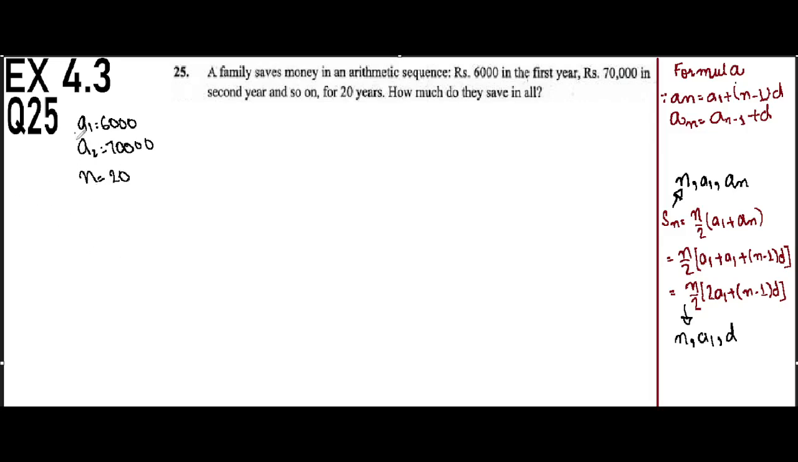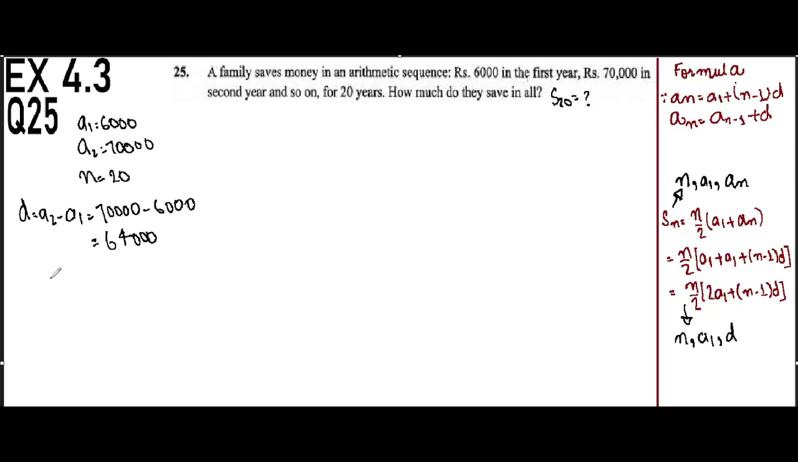Okay, let's find the difference. d is equal to A2 minus A1. It is equal to 70,000 minus 6,000. It is equal to 70 minus 6, which is equal to 64. Am I right? I think so. And then 1,000. Okay, so this is our difference. This is n, this is A1, and we have to find S20.